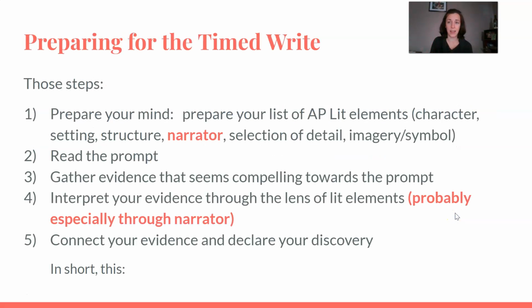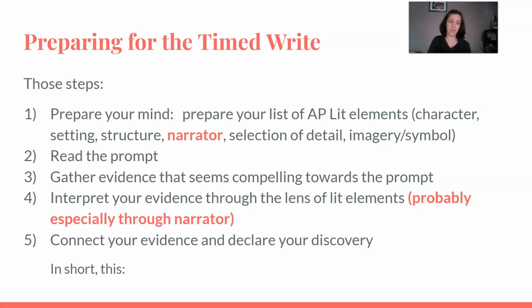So generally, it will look like this. This should feel natural. First, you're going to prepare your mind. Get yourself a blank sheet of paper or a blank document where you're jotting out your AP Lit elements. Character, setting, structure, narrator, selection of detail and imagery. I highlight narrator because we know that's the focus this week. So you can just guess that your timed write is going to ask you about narrator, and it is.